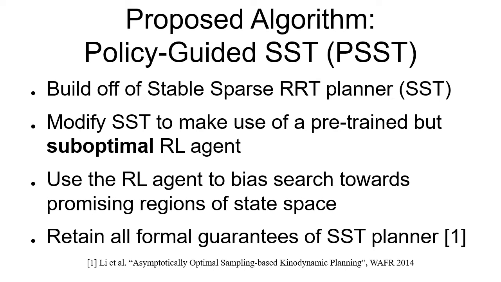We present PSST, a variant of Stable Sparse RRT that makes use of a pre-trained but suboptimal reinforcement learning agent. This RL agent is used to bias the search towards promising regions of the state space while retaining all formal guarantees of the SST planner.